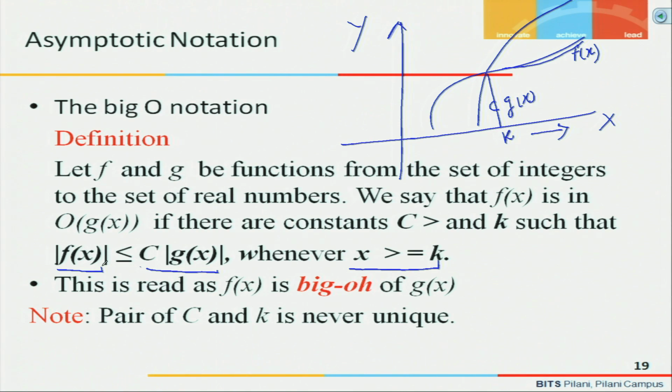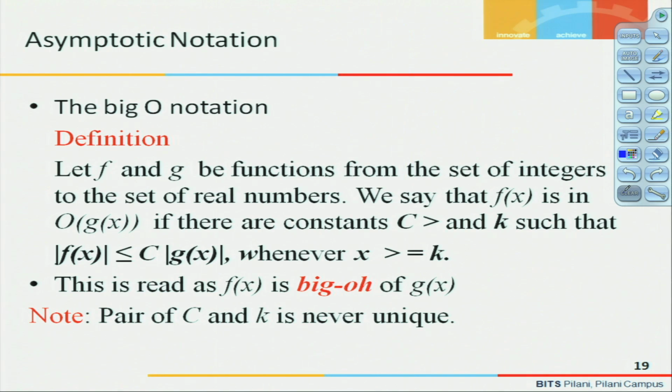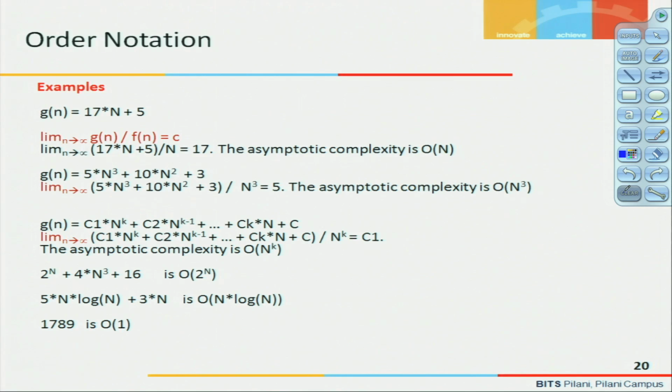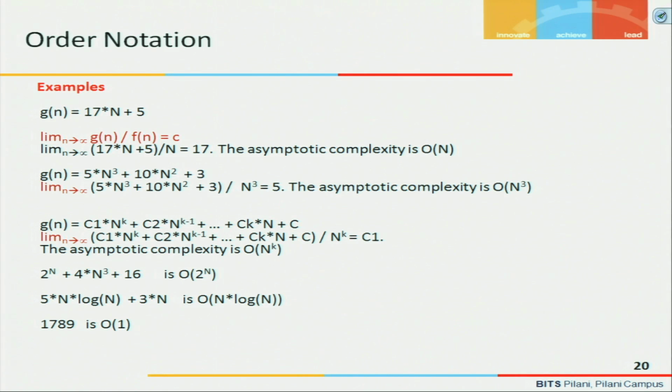So, the algebraic expression has this geometric understanding: c g(x) dominates f(x) after a certain stage. That is a geometric interpretation of the big O notation, and it can again be very well verified in all these particular examples.